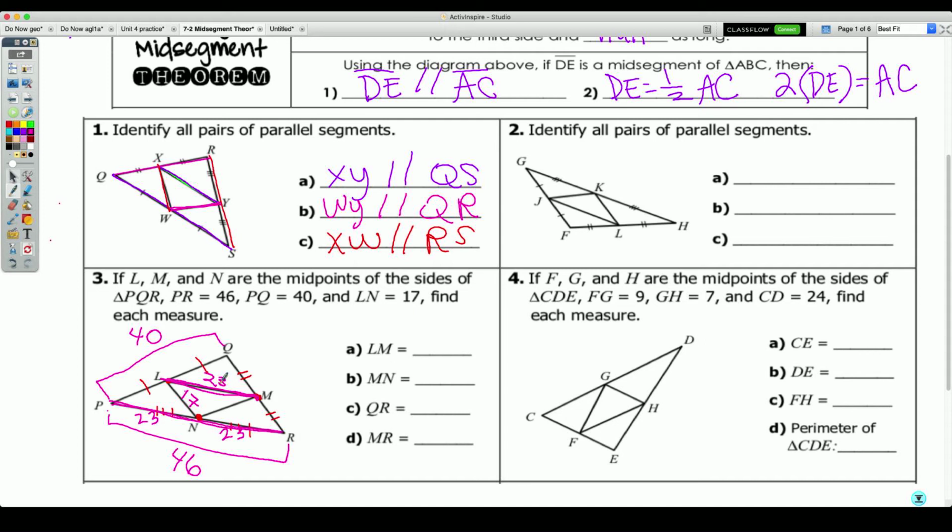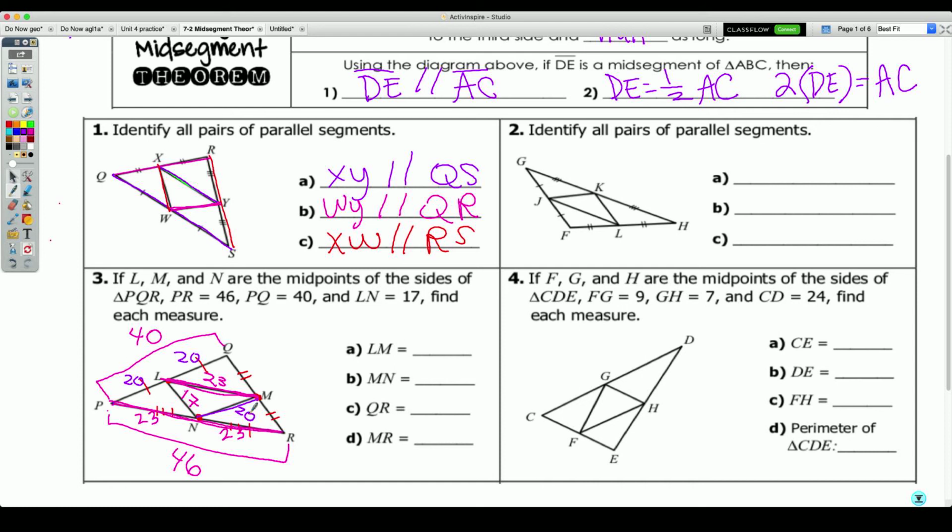Okay, we're going to do the same thing with the 40. So 40 is going to be split in half. So what is half of 40? 20. And where else is going to be 20 here? QR. M to N. Good. So it's a little bit tricky to see at first, but you'll get the hang of it. Okay, so that's everything except for this other side.